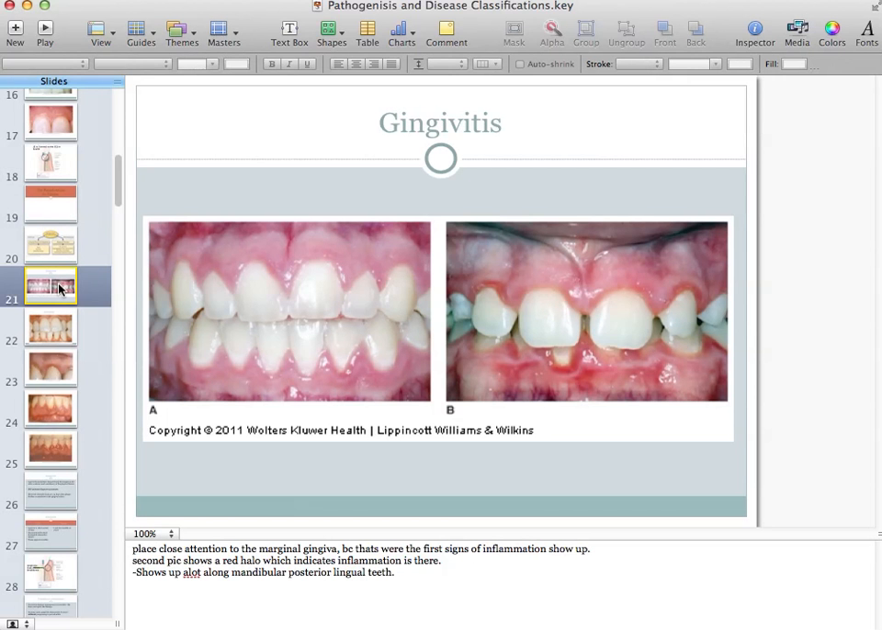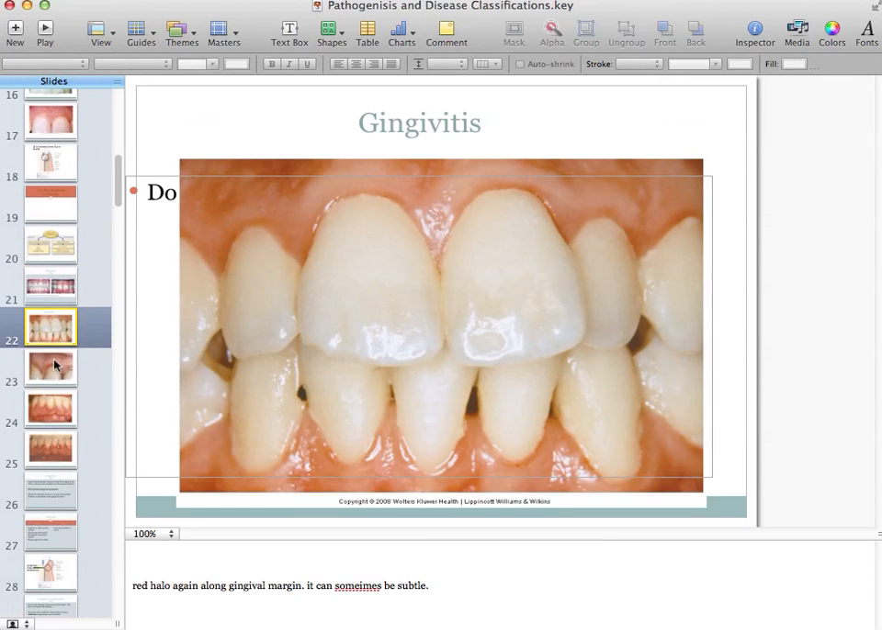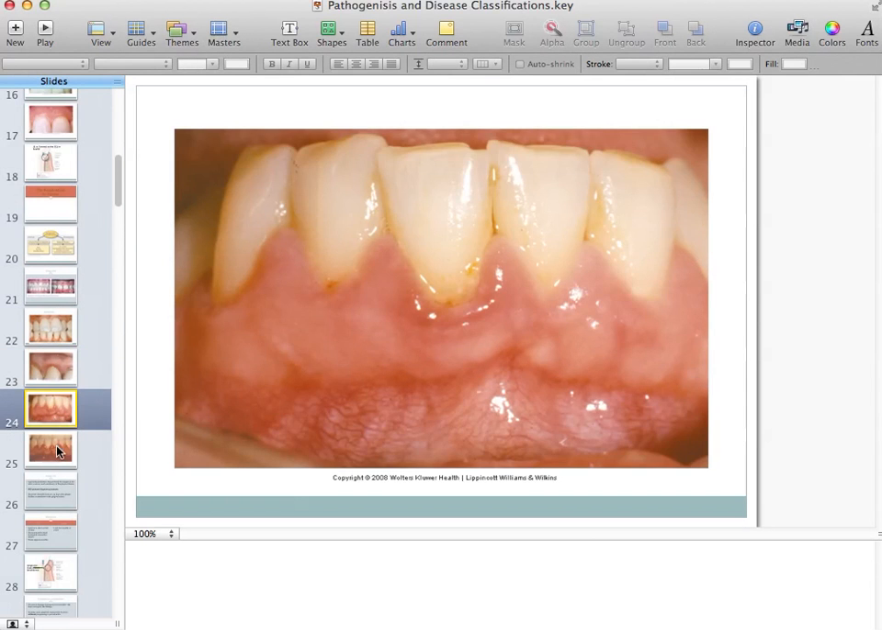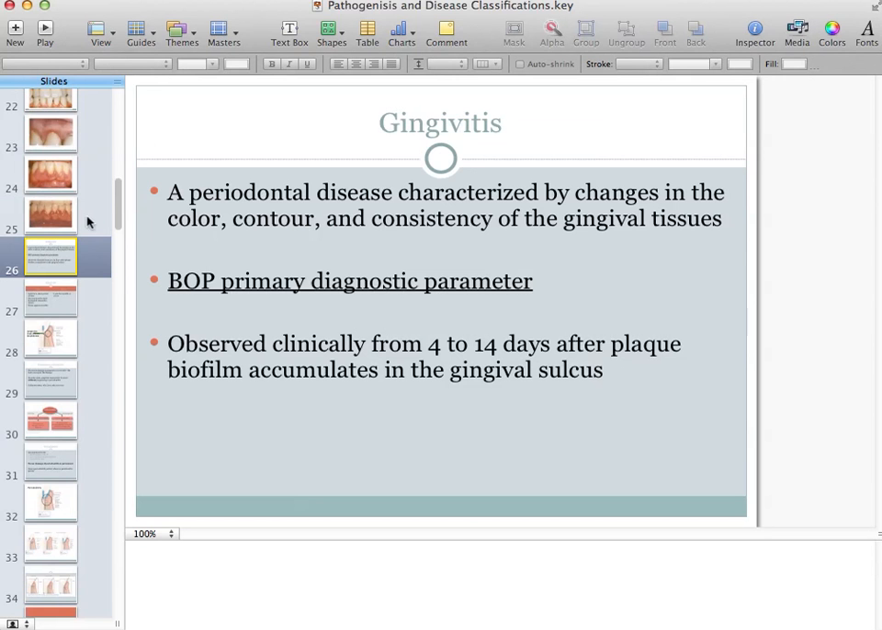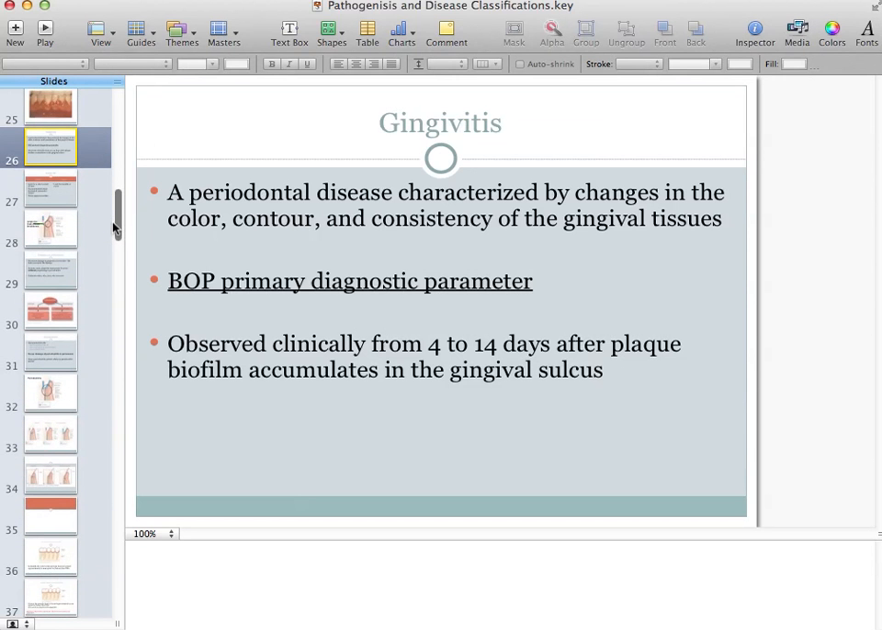Where's the first sign of inflammation going to show up? It's going to show up in the marginal gingiva because that's where the biofilm first touches the gingiva, right? Okay. So, more gingivitis, inflammation, bleeding, puffy gums, redness, shininess. For gingivitis, bleeding on probing is a primary diagnostic parameter. Gingivitis is observed clinically from 4 to 14 days after biofilm accumulates in the gingival sulcus.